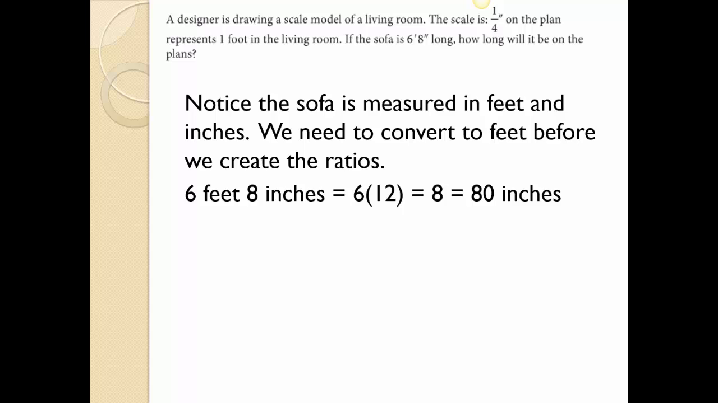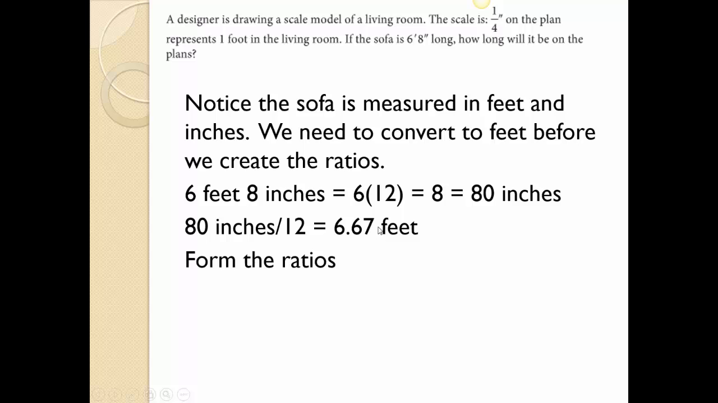6 times 12 is 72. This should say 72 plus 8. I'll have to fix that. Equals 80 inches. And then if we divide by 12, we come up with 6.67 feet. So now I can set up my proportions.